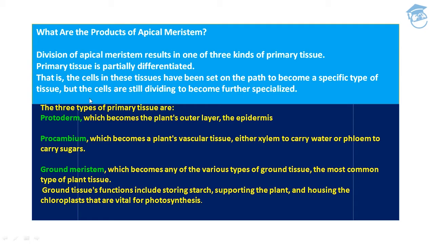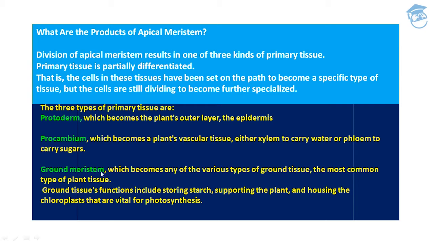Protoderm becomes the plant's outer layer, which we call epidermis. So protoderm gives rise to epidermis. Procambium gives rise to vascular tissue such as xylem and phloem. Xylem helps in the conduction of water, and phloem carries sugar from the leaf to the other parts of the plant body.